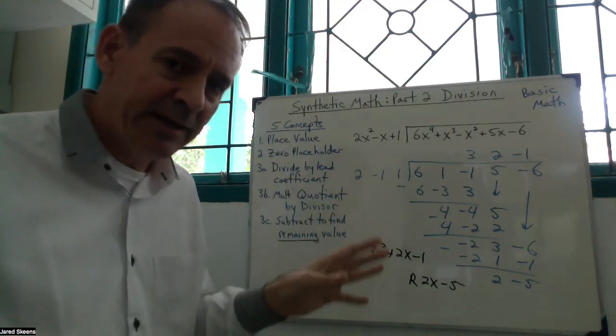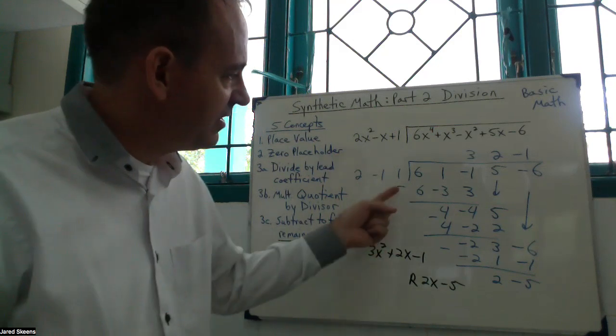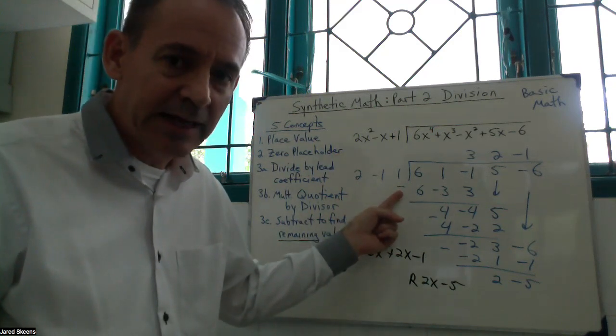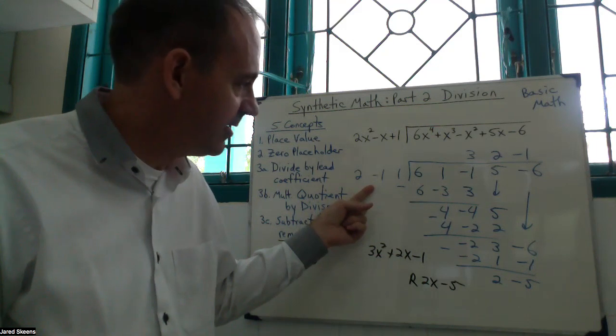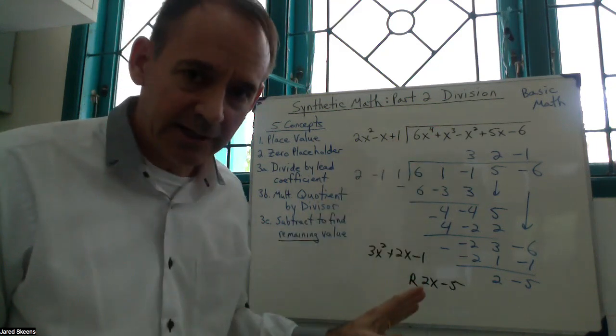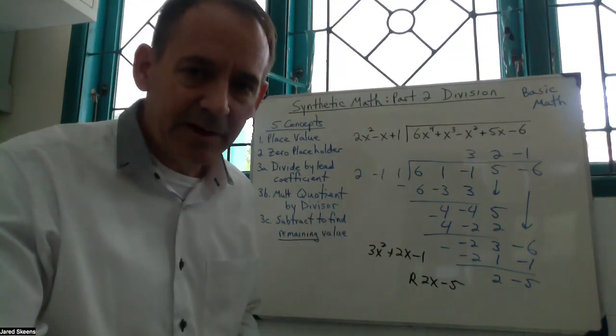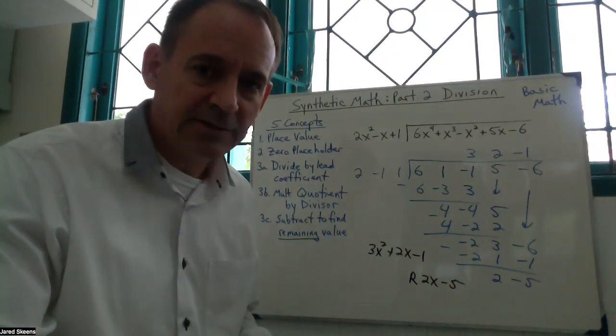Now what's going to happen in synthetic division is this negative is going to get reallocated to the divisor, and we're going to add our columns. So let me set that up and we'll see what it looks like.